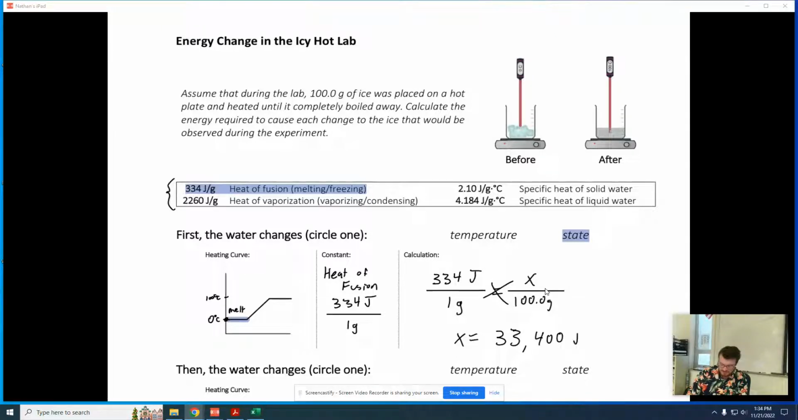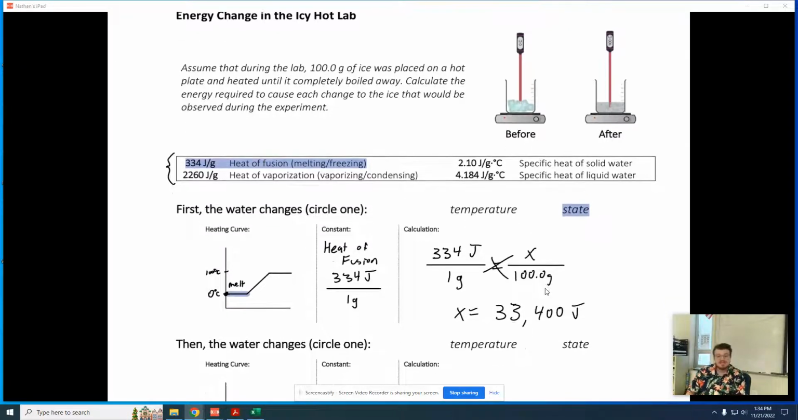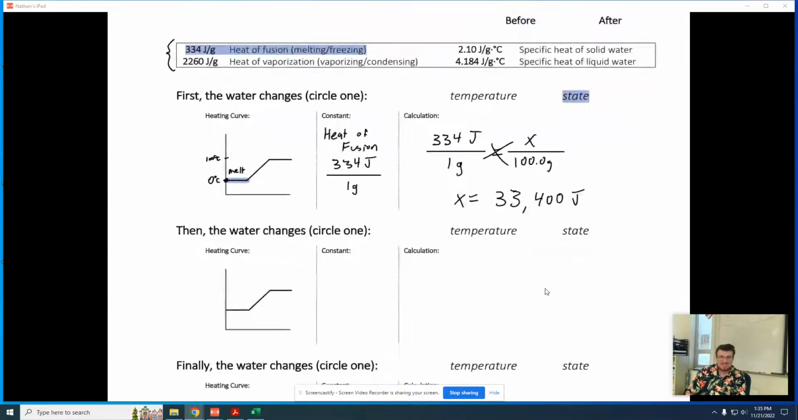33,400 joules of energy. And that is just going to be the amount of energy it takes for us to melt the ice. So that's just this first step. We can then move on to the second step. We would be looking at this region here.